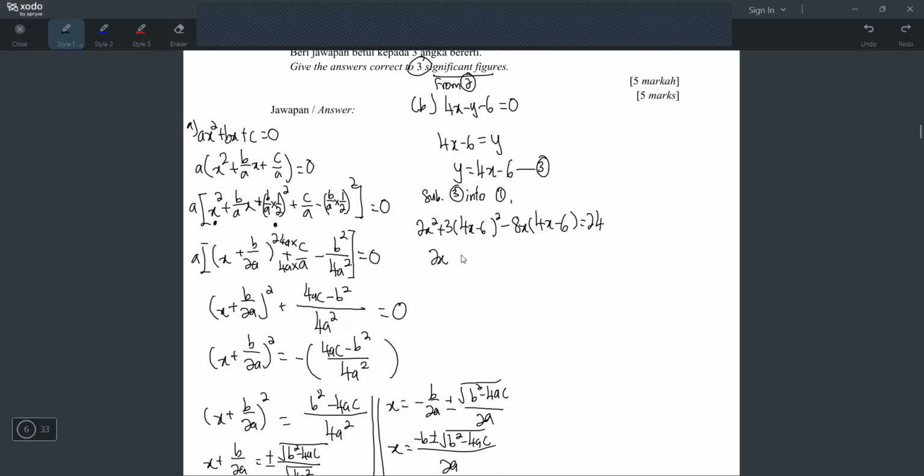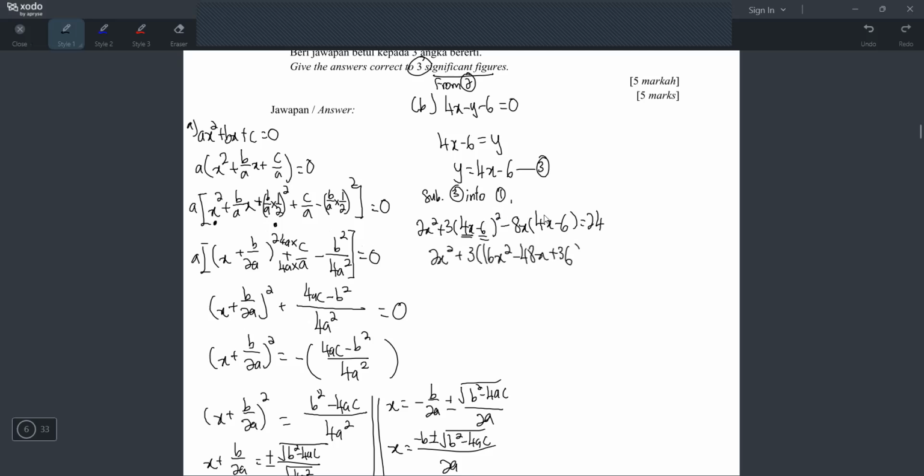So now it will be 2x squared plus, this 3 cannot multiply inside first, because you have to do the square. If there is a square, you cannot expand it that way. When you square, you take the front number squared, which is 4x squared, 16x squared, and then front times back times 2. 4x times negative 6 is negative 24x, times 2 is negative 48x. And then the back squared is plus 36.